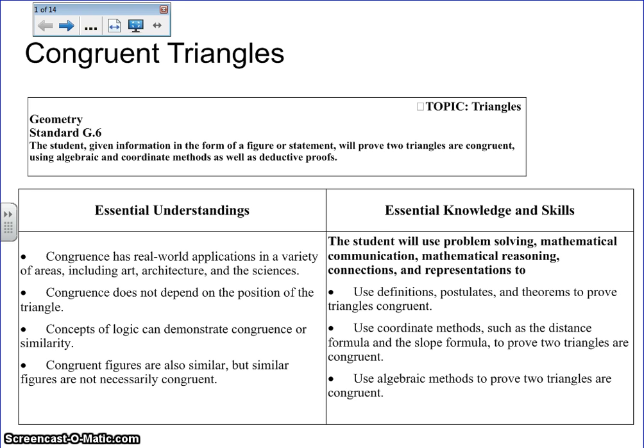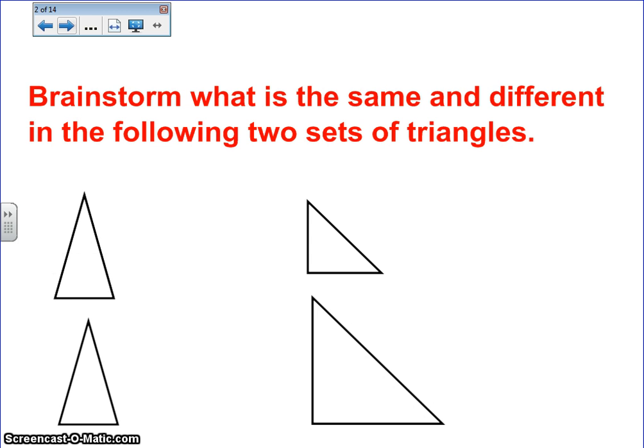Today we're going to be talking about congruent triangles, an important topic in geometry as you prepare for your SOL test. The standard, G.6: the student, given information in the form of a figure or statement, will prove two triangles are congruent using algebraic and coordinate methods as well as deductive proofs. All right, so let's get right into it.